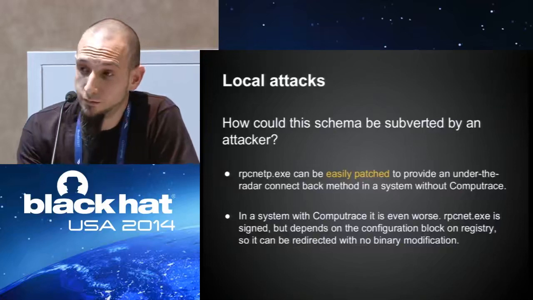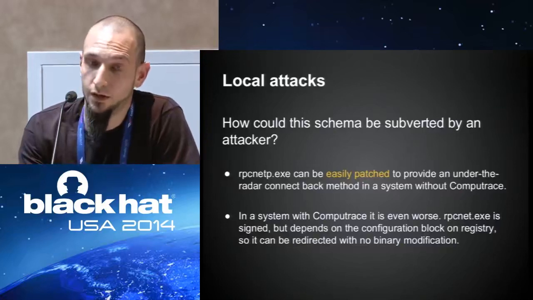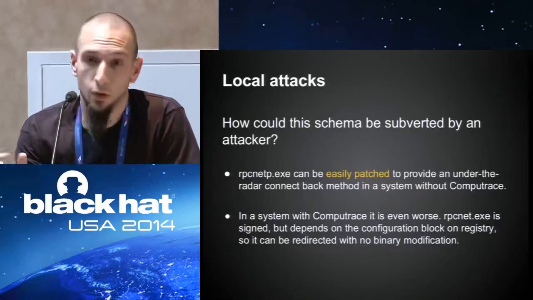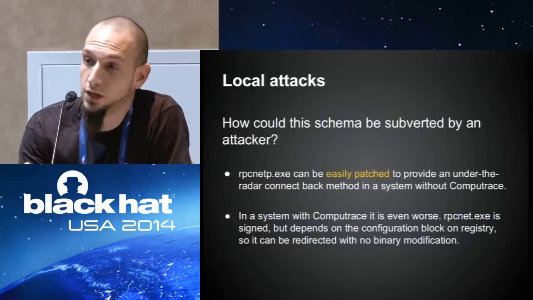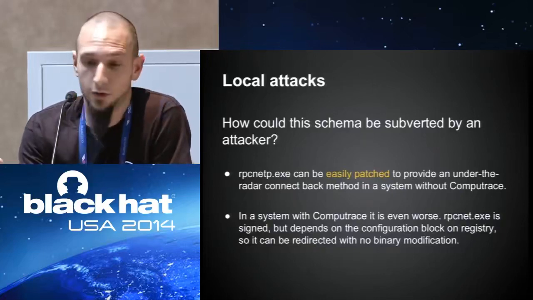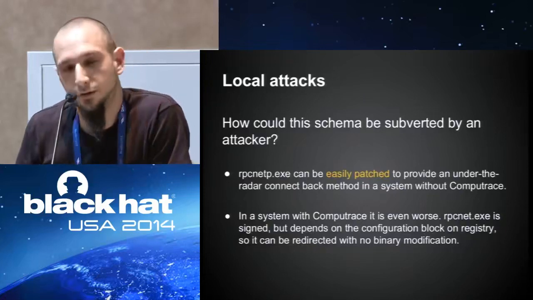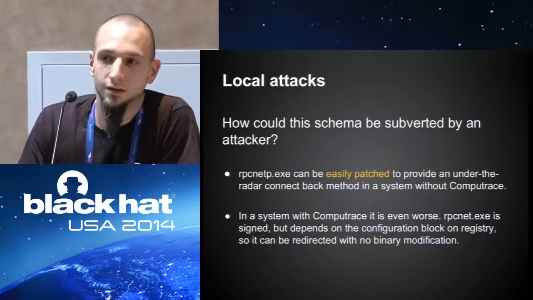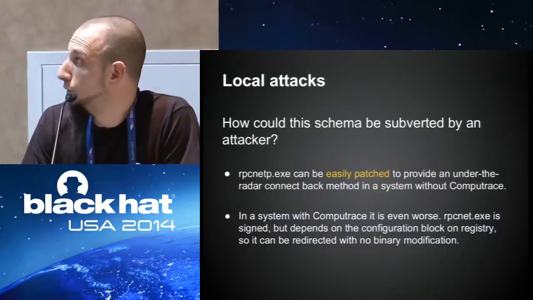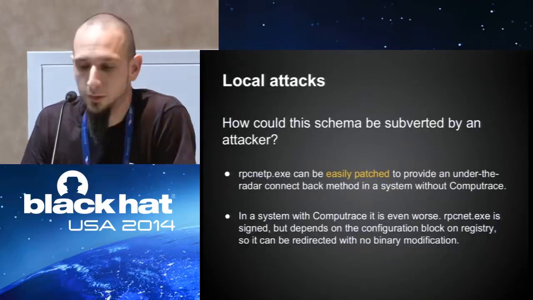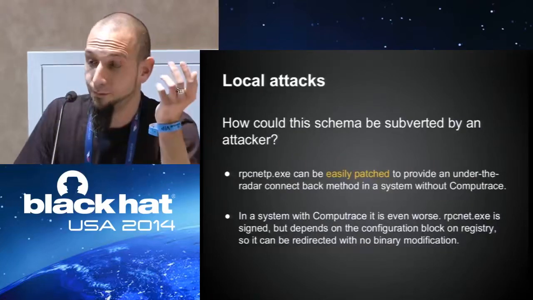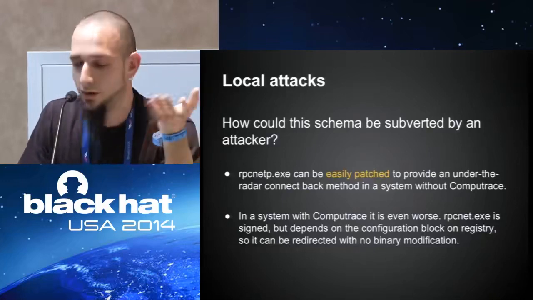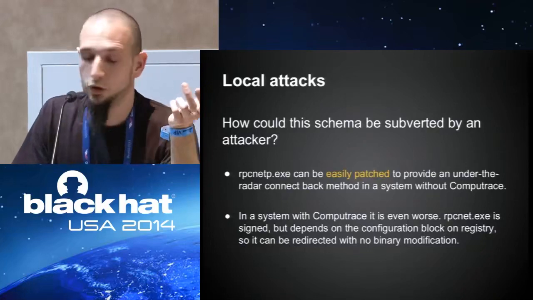In the first one, in the case of a machine without Computrace, a modified version of RPCNetP could be deployed to obtain a connect back mechanism that bypasses antivirus detection. The second scenario is even worse because as RPCNet is digitally signed, it can be modified to transform it into a connect back mechanism, but it relies on the configuration block in the registry that is not protected at all. So that configuration block can be modified.